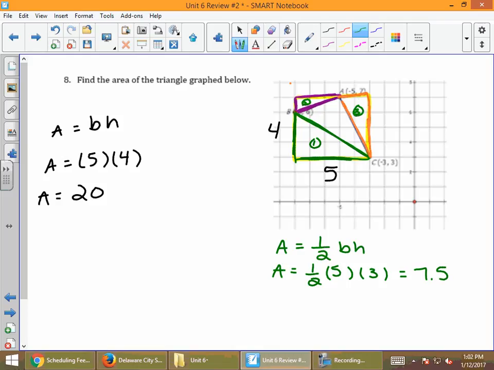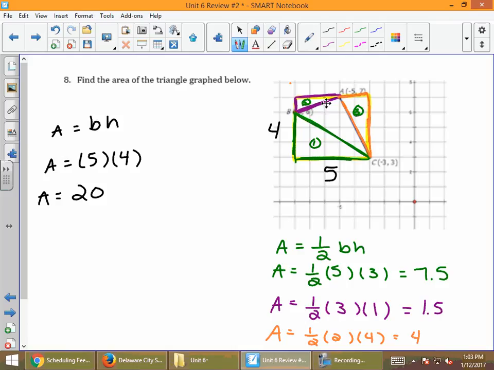Okay. Repeat that same process to find the area of the purple triangle. So, what is the base of our purple triangle? 3. Okay. What's the height of our purple triangle? 1. And what's 1/2 times 3 times 1? And repeat that same process with the orange triangle. What is the base of the orange triangle if we count? 2. What's the height of the orange triangle when we count? 4. And then 1/2 times 2 times 4 is what? 4.